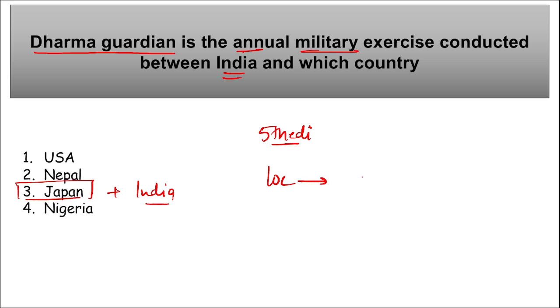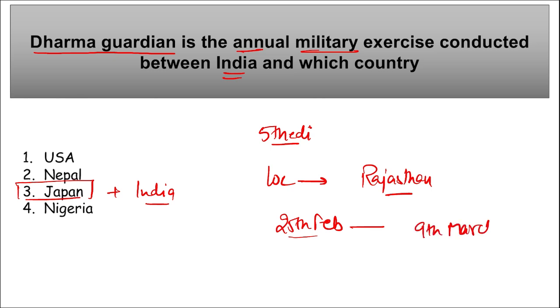Location is Mahajan Field Firing Range, that is in Rajasthan. So the fifth edition of Dharma Guardian exercise, that is an annual military exercise, was held between India and Japan, and it was held in Rajasthan, correct? This exercise was started on 25th of Feb, and it will be going on till 9th of March, correct? And here India and Japan took part in this particular exercise.